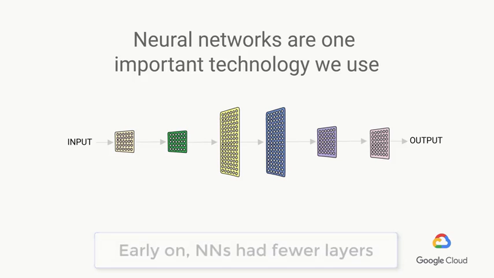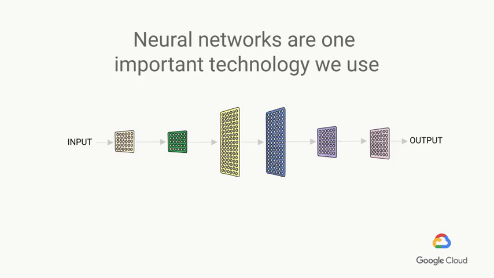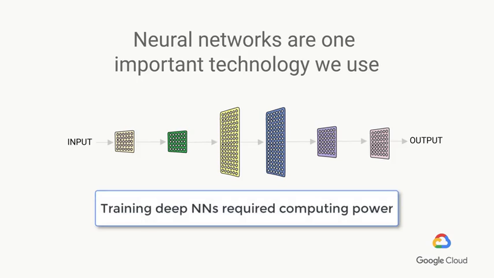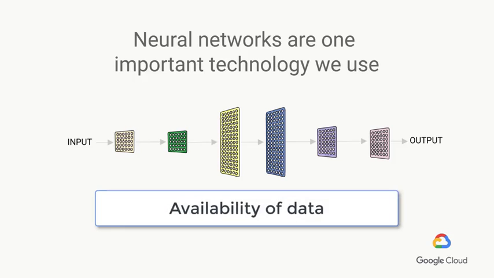Traditionally, neural network models didn't have this many layers. Neural networks date back to the 1970s, but they used to have only one hidden layer. The reason had to do with, number one, computational power. Training deep neural networks with lots of layers takes a lot of computing power. Second reason they had only one hidden layer, availability of data. As you add more layers, there are more and more weights to adjust, so you need lots more data.